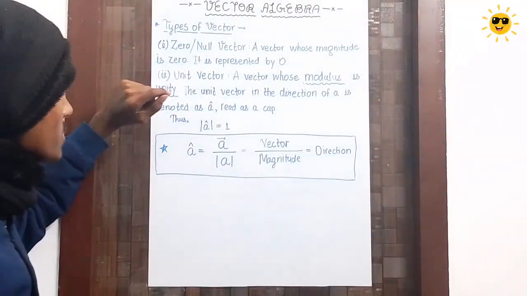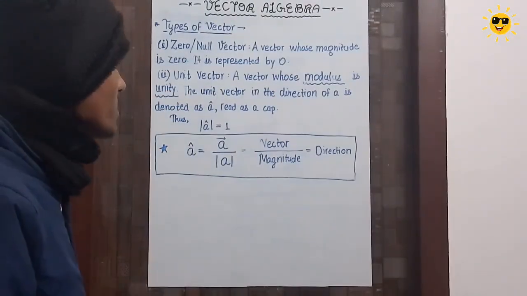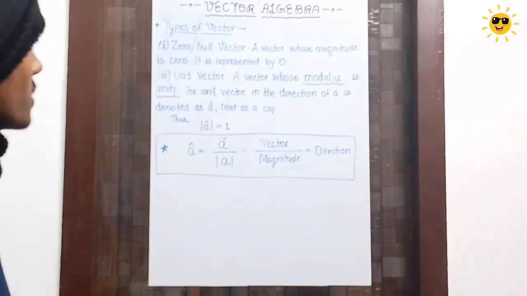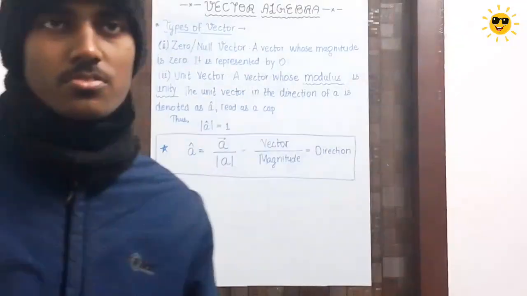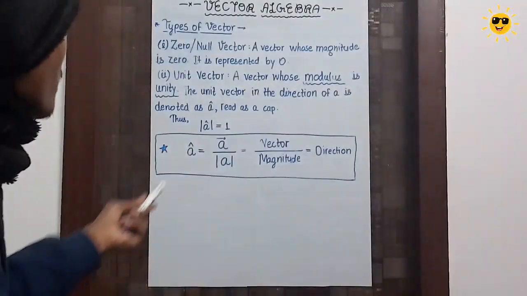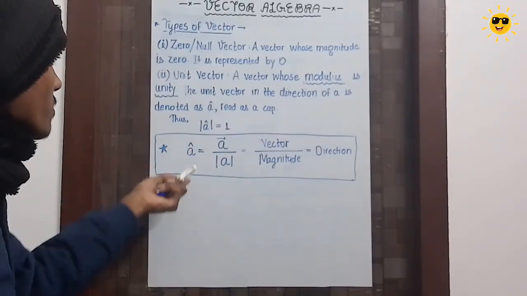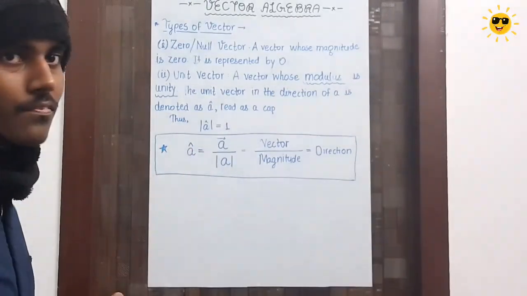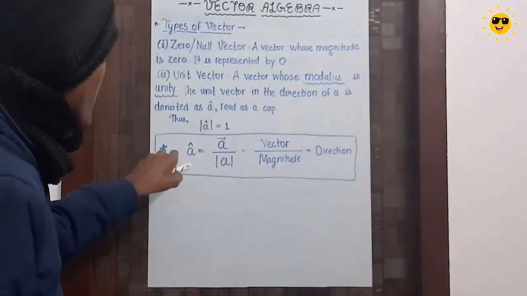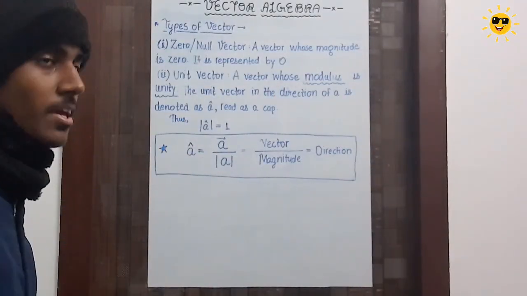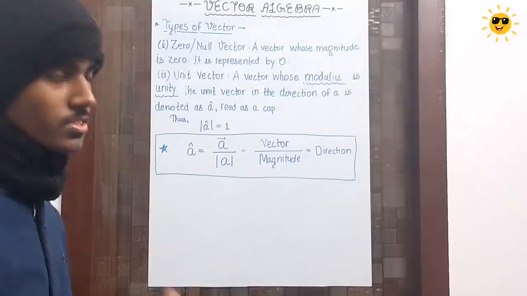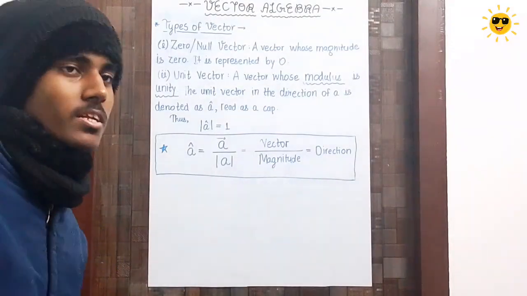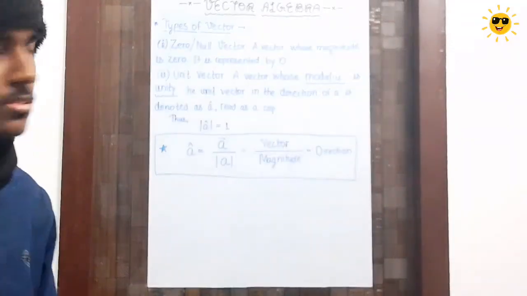That's a unit vector, a vector whose modulus is unity. The unit vector in the direction of A is denoted as A cap. So modulus of A cap equals 1. From this we have a very important formula: A cap equals A vector by the magnitude, modulus of A. Which in words, direction equals vector by magnitude. So this is very important.